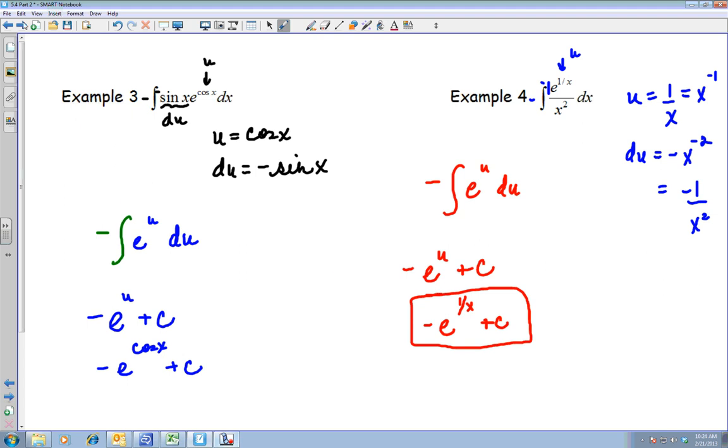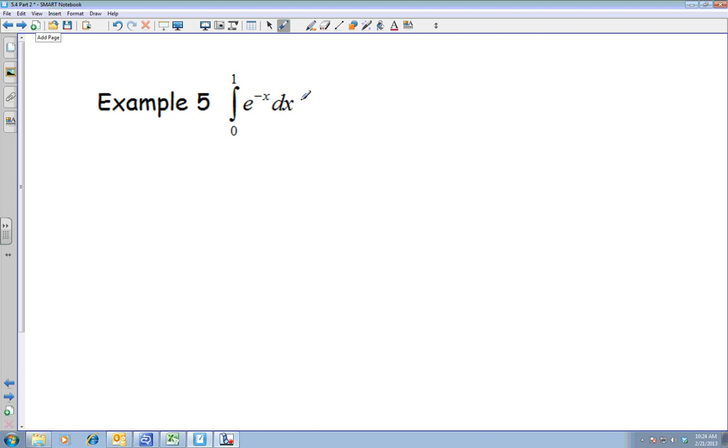Okay, example 5. Now we have definite integrals. So before we just put plus c, now we have to actually plug our numbers in. So same thing, if my u is negative x, du is negative 1. So I need a negative out here. So now I have negative e to the u du.